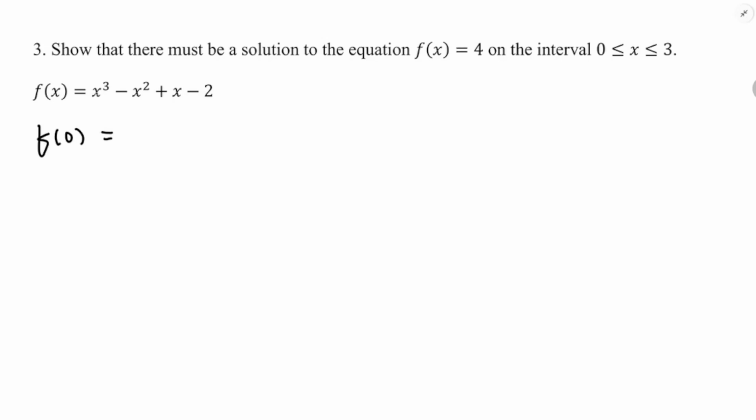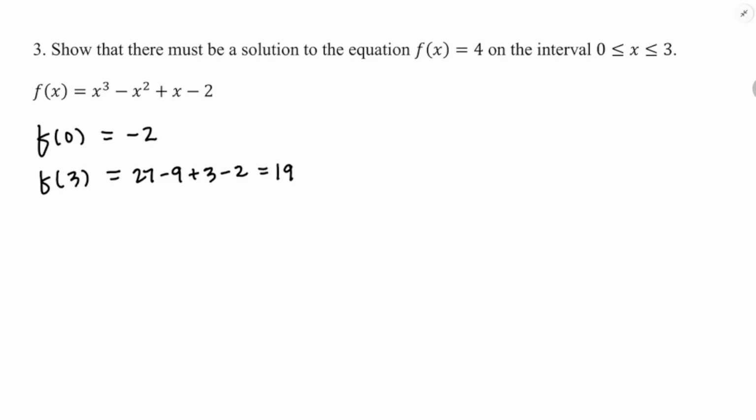Okay, f of 0 is going to be 0 to the 3, 0 to the 2, 0 minus 2. And f of 3 is going to equal 3 to the 3 would be 27 minus 3 to the 2 plus 3 minus 2. Okay, now what we've shown is that f went from negative 2 to, maybe I will compute this. 27 and 3 is 30. 30 minus 11 would be 19. Yes, all right.